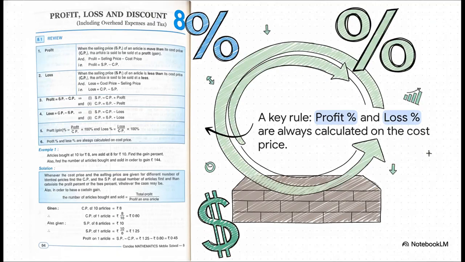Okay, but here's where it gets really interesting. Businesses don't just care about the exact dollar amount they made. They live and breathe percentages. And here is the golden rule, the one thing you absolutely have to remember from all of this. Profit or loss percentage is always calculated based on that original cost price. That number is the bedrock. Everything else is built on top of it.